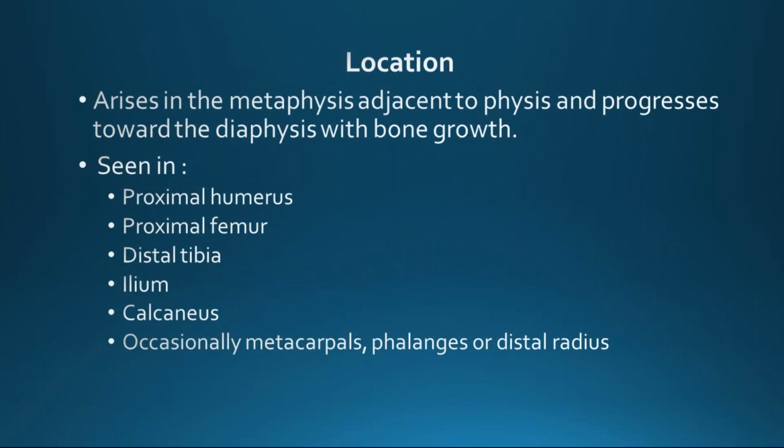This arises in the metaphysis adjacent to the physis and progresses towards the diaphysis with the bone growth. As with other tumors, it is common in proximal humerus, proximal femur, distal tibia, ilium, and calcaneus. Occasionally, it can be seen in metacarpals, phalanges and distal radius.